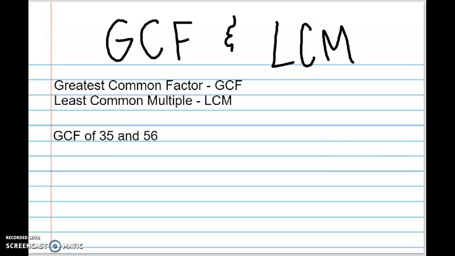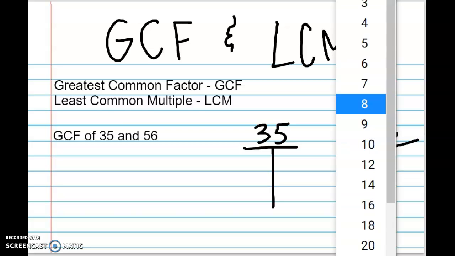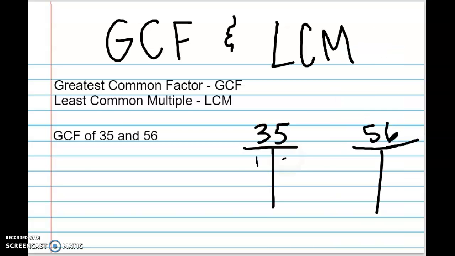And what we have to do, if you'll remember, it's been a long time since we've made them, is make these little factor T's. One for 35 and one for 56. These are going to help us figure out the biggest number that they both share. So going through our factors, I'm going to do 1 and 35, right? Obvious one, get that done. You might be thinking of 5 and 7.